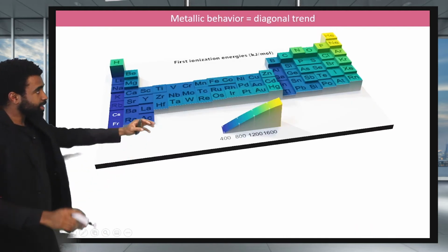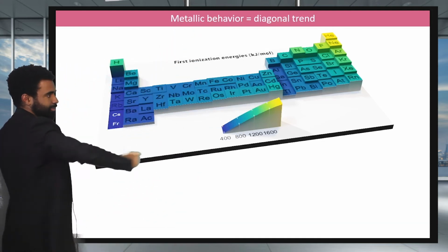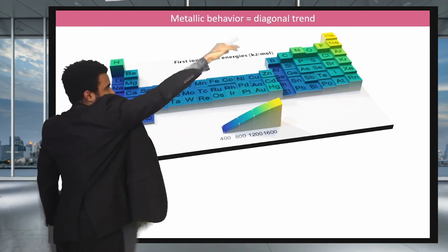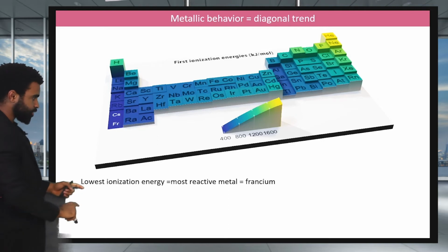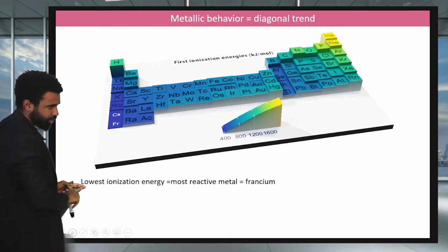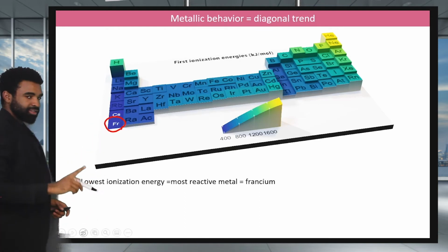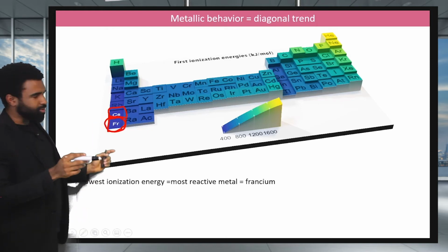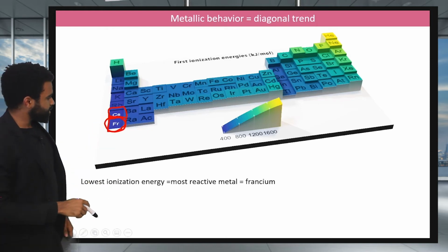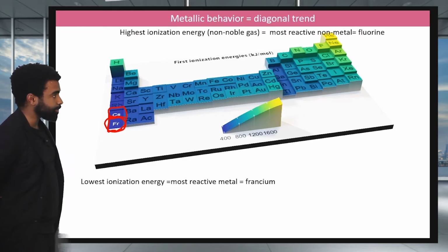So now, generally speaking then, metallic behavior follows a diagonal trend, where we have the most metallic elements here and the least metallic on that side. And so generally, like I said, the lowest ionization energy will give you the most reactive metals. In this case, francium. Actually, there's some debate about whether cesium is more reactive than francium. I think cesium ends up being more reactive because of some relativistic reasons, but I think the IB considers francium to be the most metallic or most reactive metal. So we leave it there as francium.